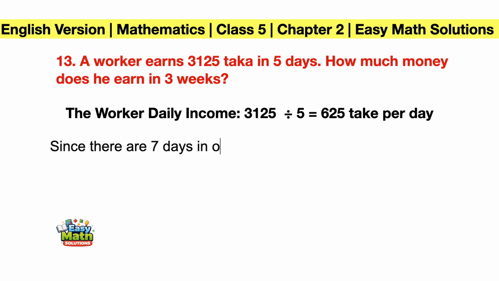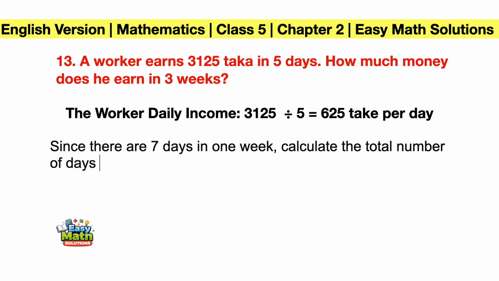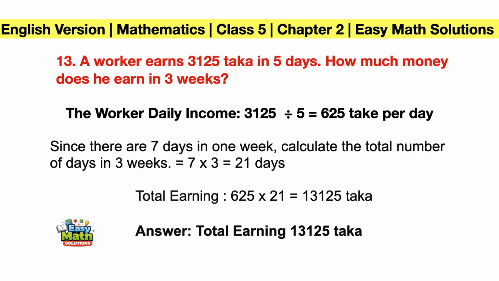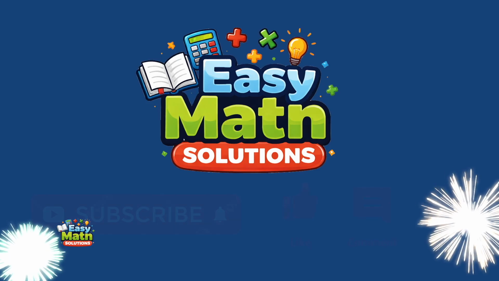Then since there are 7 days in a week, we calculate 3 weeks. 3 weeks is 7 into 3 equal to 21 days. So total income of 3 weeks or 21 days equal to 625 into 21 equal to 13,125 taka. Answer: total income or total earning 13,125 taka.